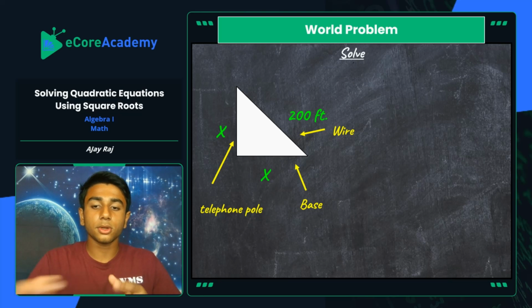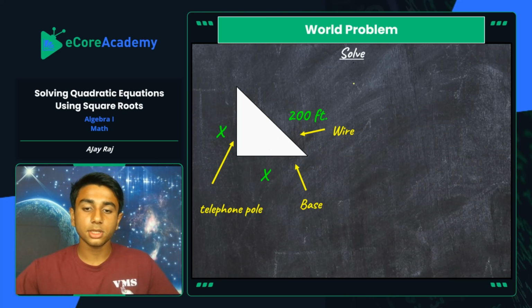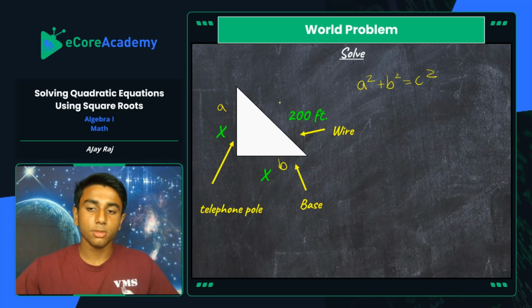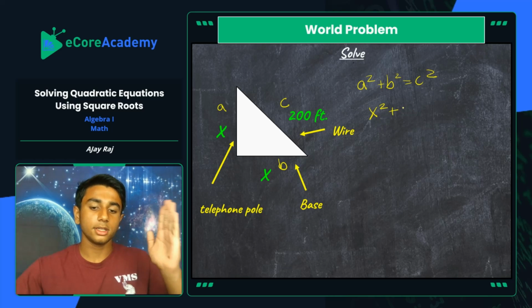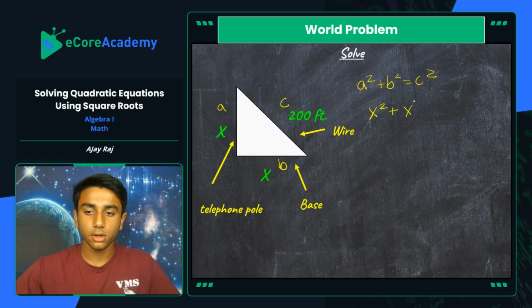So what we're going to do here is set up our Pythagorean theorem because we're trying to solve for unknown sides of a right triangle when we're given one. So a squared plus b squared equals c squared is the equation. We know that this side is going to be our a, the base is going to be b, and our hypotenuse is c. So we can plug in those values that we know. We know that a is x, so it's going to be x squared. We know that b is also x because it's equivalent to the telephone pole. So that's also going to be x squared, and that equals 200 squared.